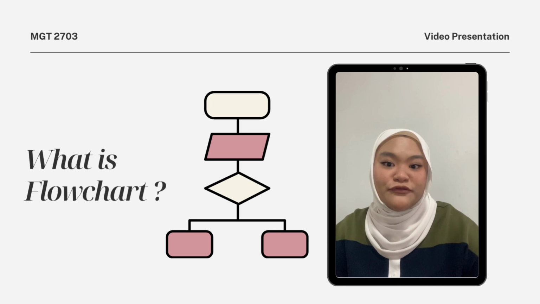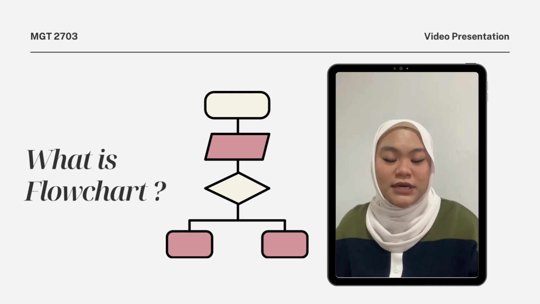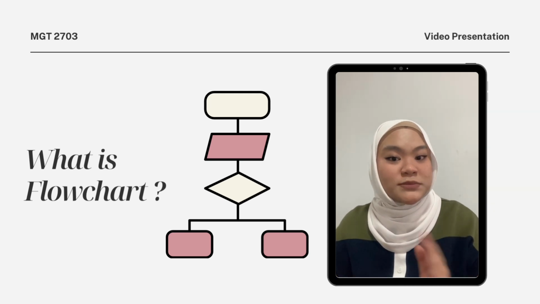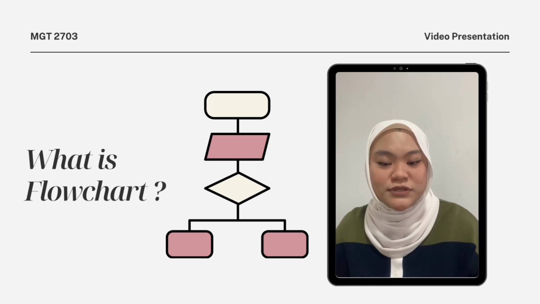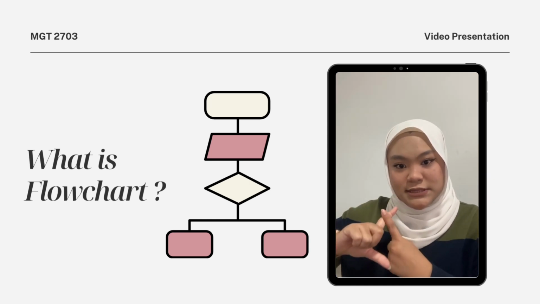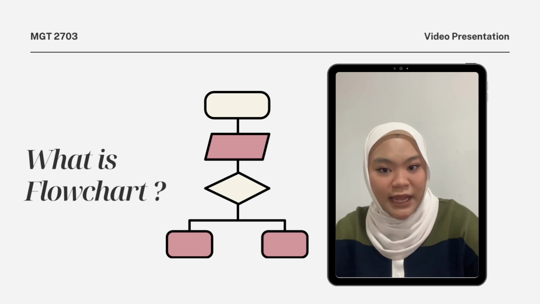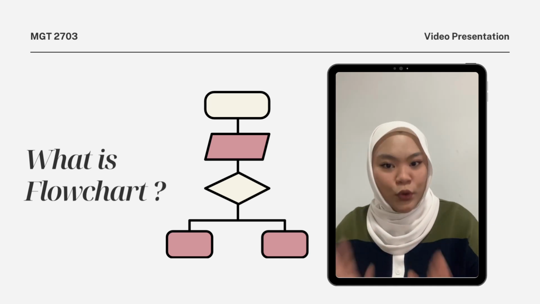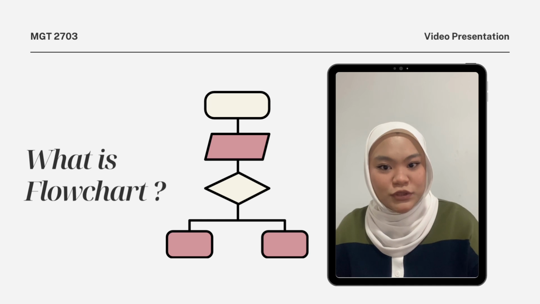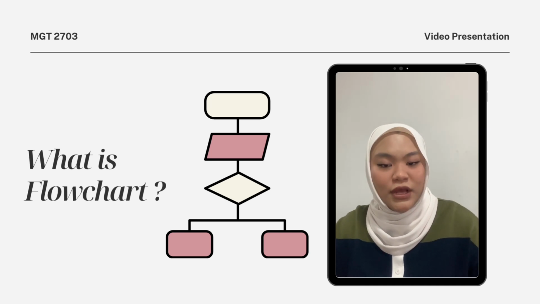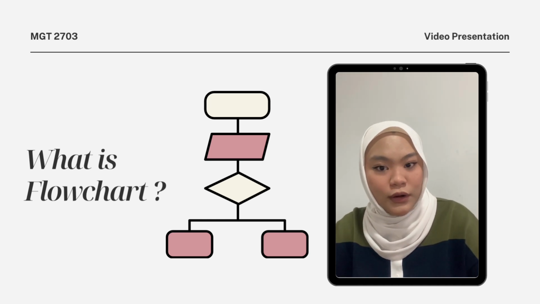A flowchart is a visual diagram that shows the steps of a process from start to finish by using symbols like arrows, boxes, and diamonds. It also helps us to understand how a process works, and more importantly, by using a flowchart, we can identify where things can go wrong.